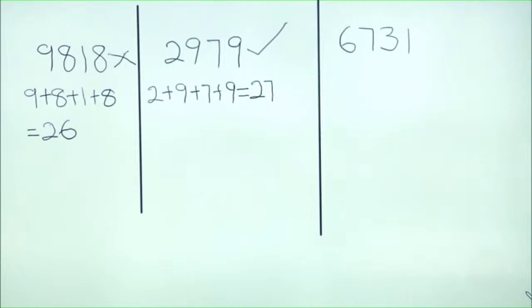Let's do it together and see. We have to add all the digits. 6 plus 7 plus 3 plus 1. So here we can add 7 and then 3. 7 plus 3 is 10. 10 plus 6 is 16. 16 plus 1 is 17. And is 17 divisible by 9? When we add 1 and then 7, 1 plus 7 is 8. 8 is not divisible by 9. So 6,731 is not divisible by 9.